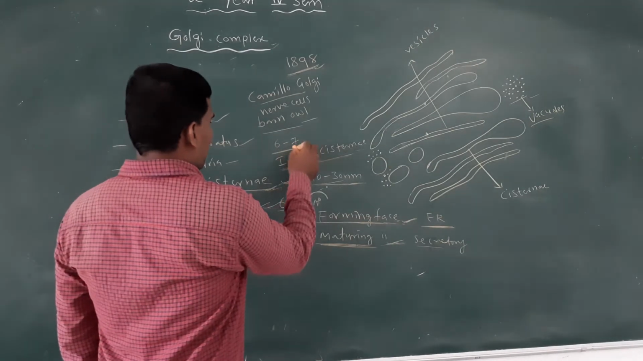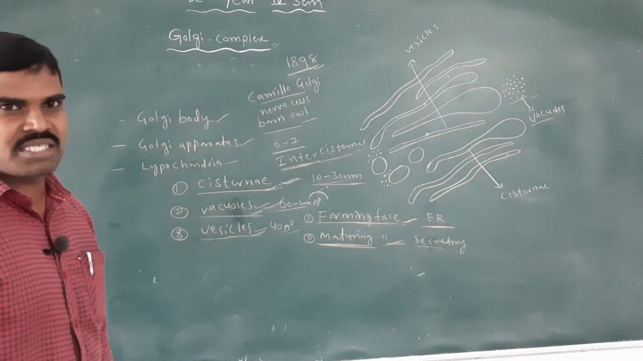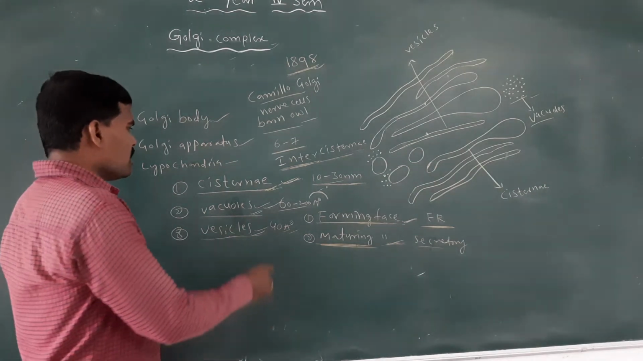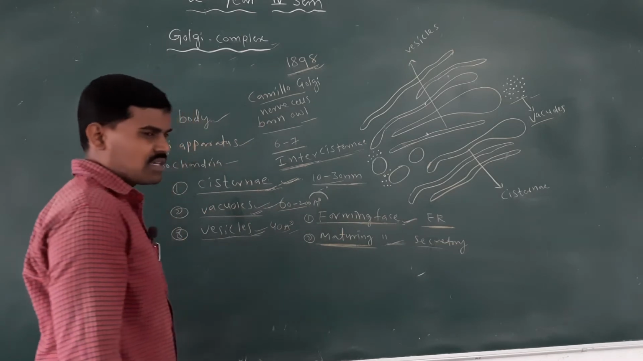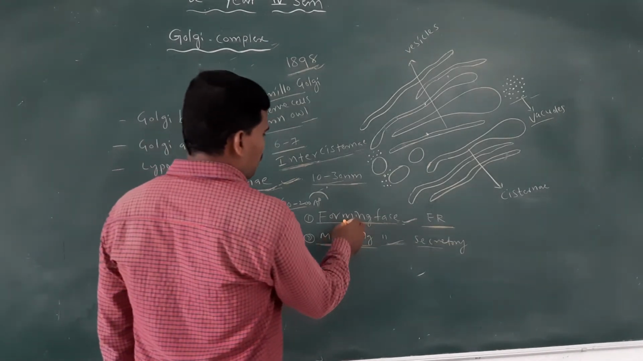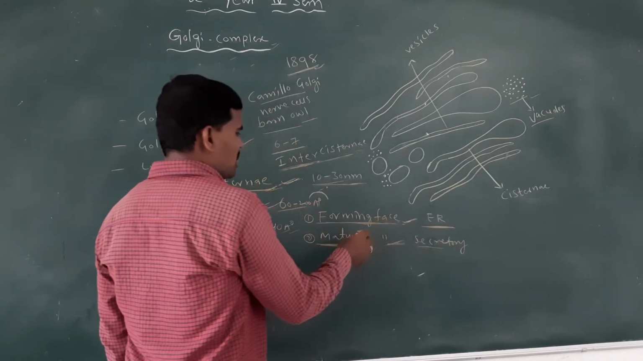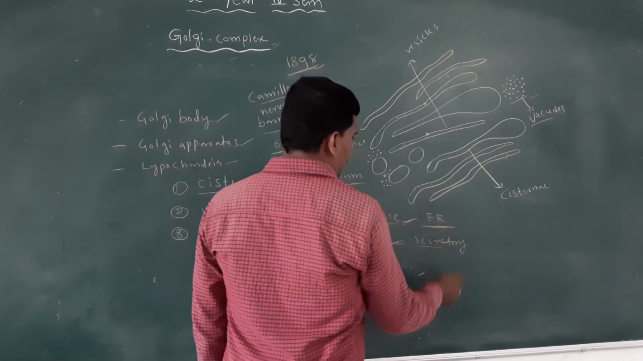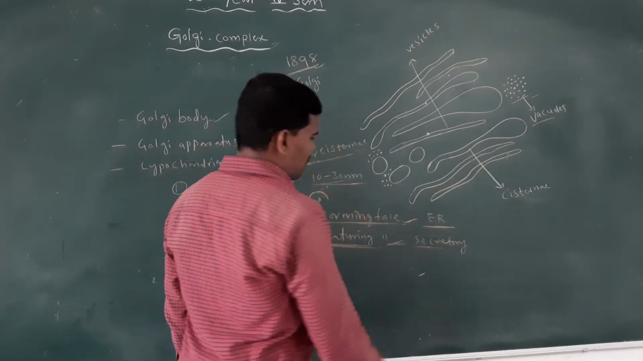The Golgi complex has 6 to 7 cisterns arranged one by one in a parallel arrangement. Each cistern has two surfaces, the concave surface or the convex surface: the forming phase or the maturation phase. The forming phase is towards the endoplasmic reticulum, and the maturing phase is the secretory phase.